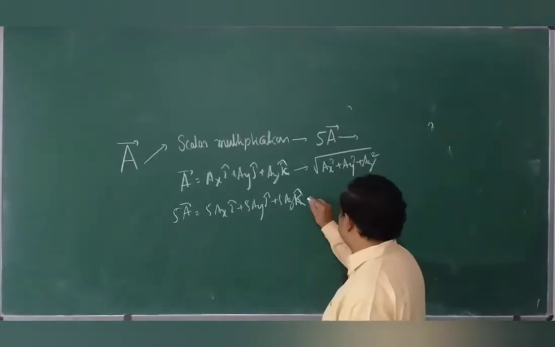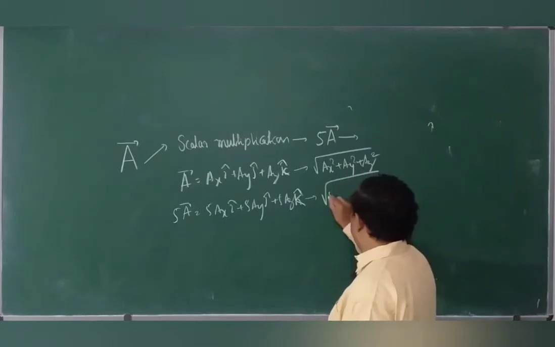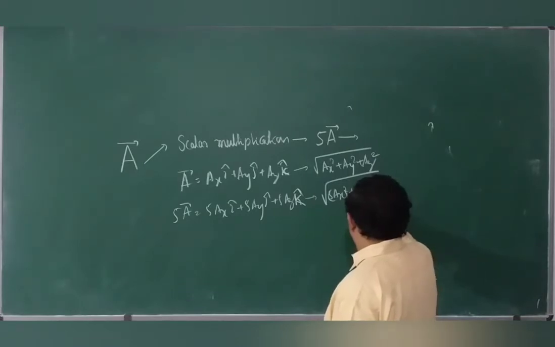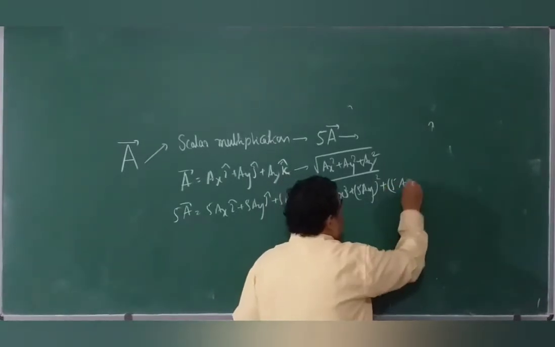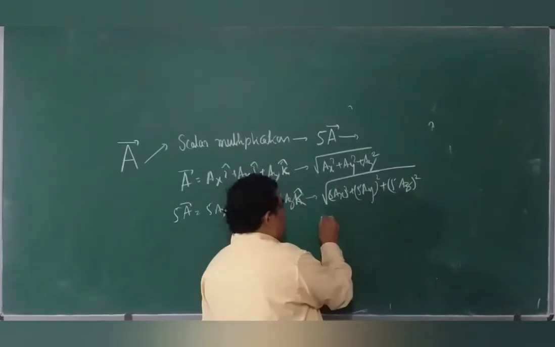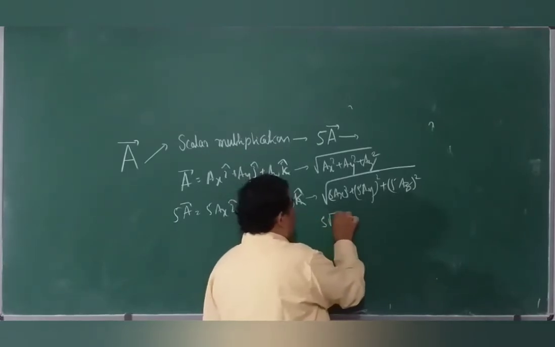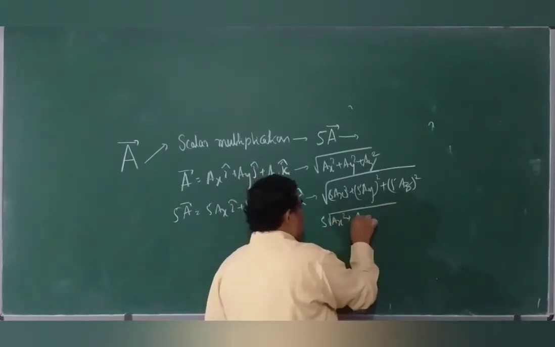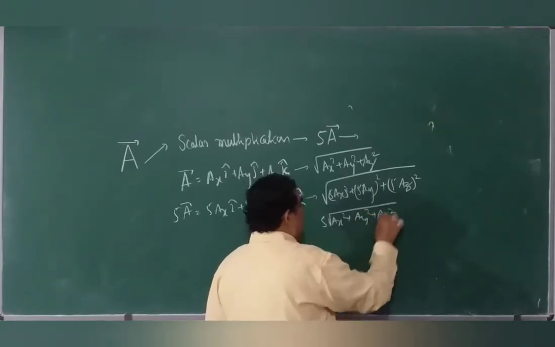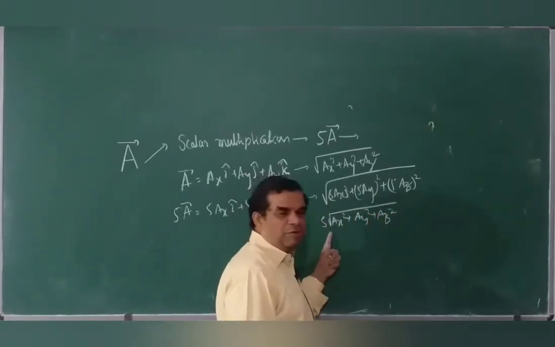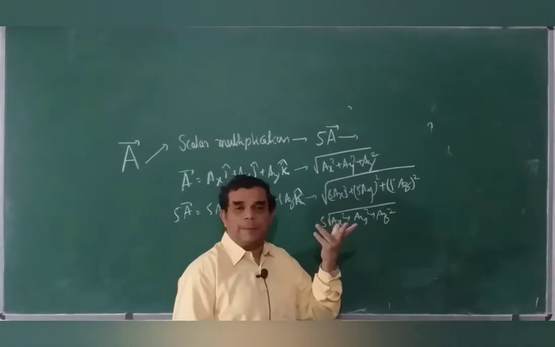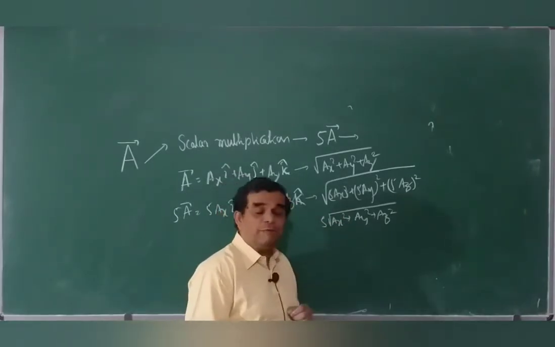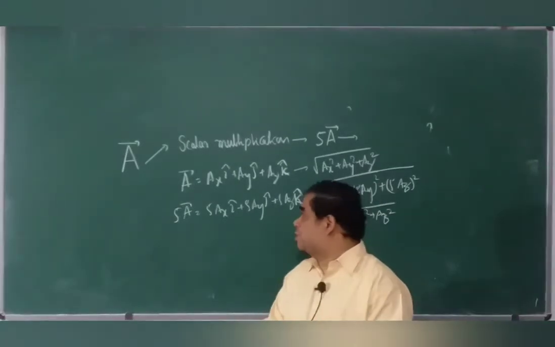And the magnitude of 5A is root of 5AX whole square, 5AY whole square plus 5AZ whole square. So you can simply write, taking out 5, root of AX square, AY square, AZ square, because 5 square taken out of the root becomes 5 only. Observe, only the magnitude changed. The direction remains same. Therefore, that type of multiplication is called as scalar multiplication.